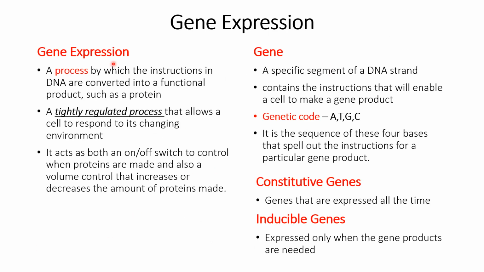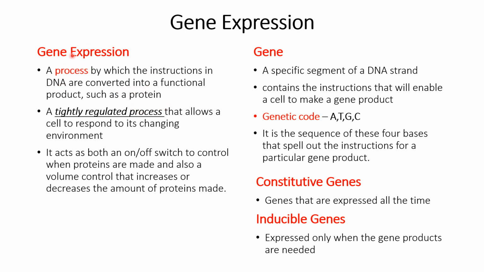All right, so what is gene expression in the first place? It is a process by which the instructions in DNA are converted into a functional product, such as protein. So we convert the gene from the DNA into a protein. We are going to make protein. Again, our DNA is the blueprint, that's where we get the information. All the information is stored there. So we just have to retrieve that particular information and convert it into a protein.